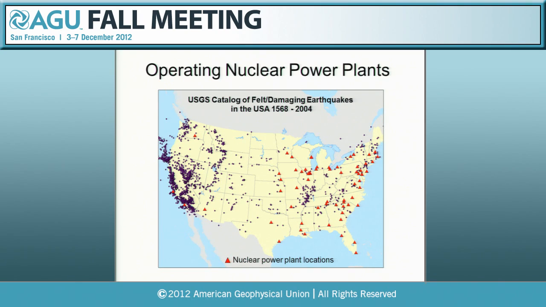On this map, these are the large historical earthquakes, and these triangles show the location of currently operating nuclear power plants. And as you can see, most of the plants are east of the Rockies, in the central and eastern U.S. So that's why it's important that we understand the processes in this region.